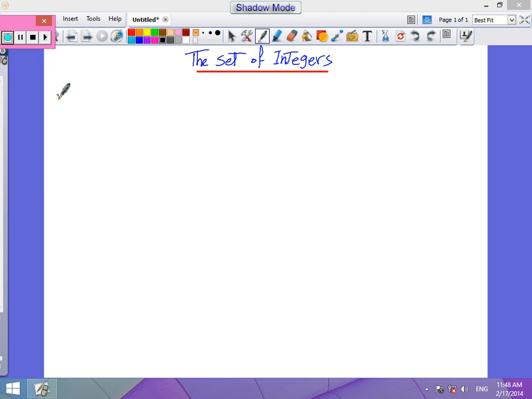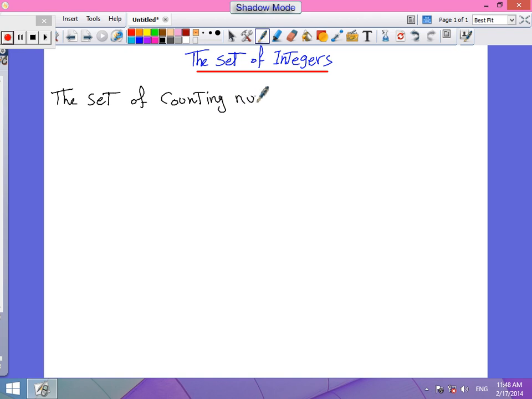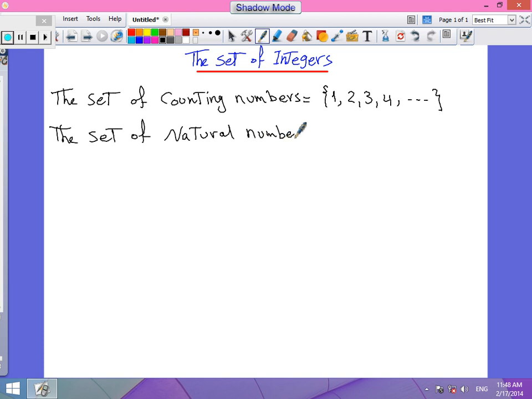We studied before the set of counting numbers. The set of counting numbers is 1, 2, 3, 4, and so on. And also we studied the set of natural numbers, which is 0, 1, 2, 3, and so on.